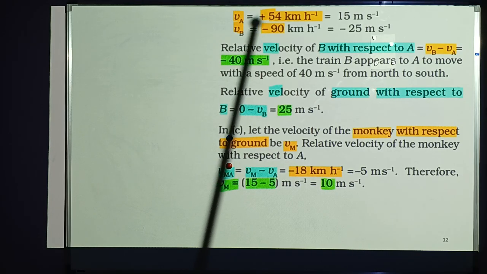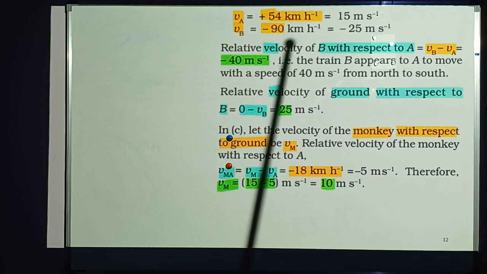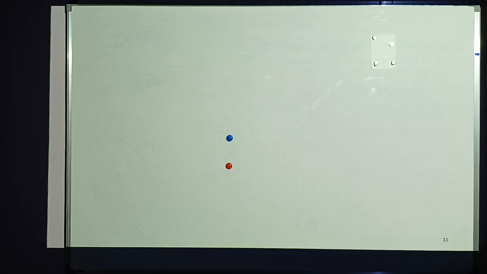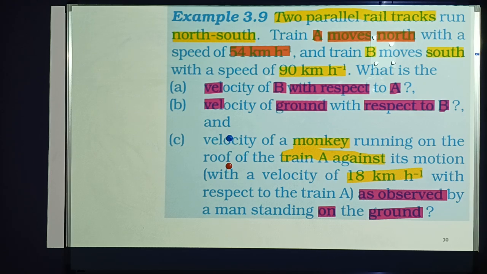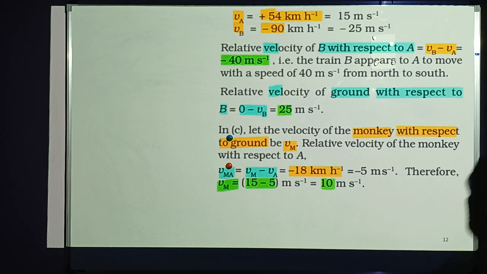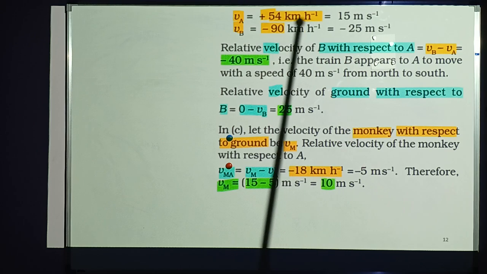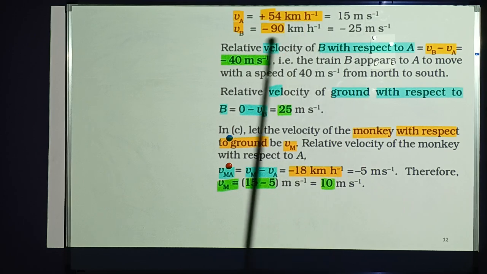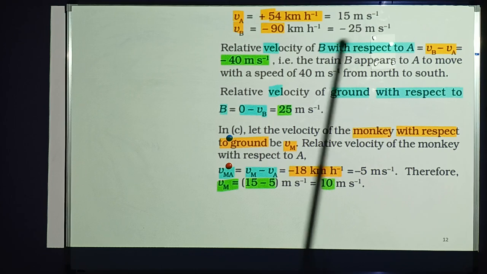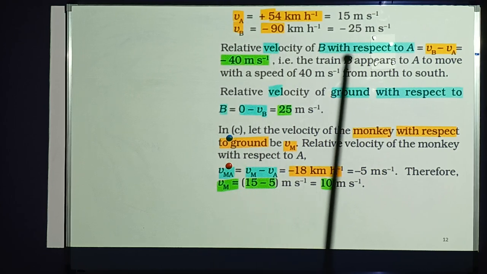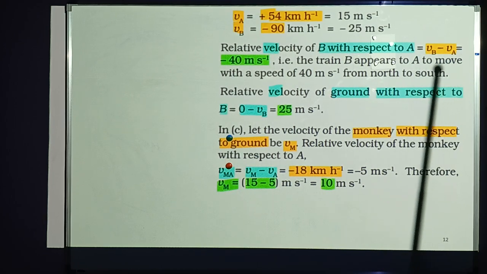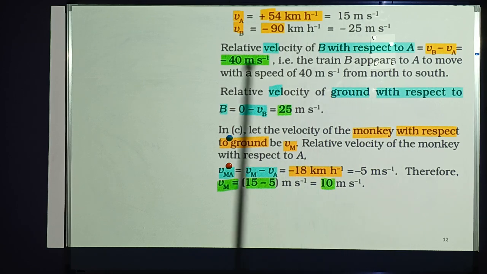Train A is moving north, so north is taken as the positive direction, and velocity of train A is plus 54. B is moving south, so it's minus 90. To do the conversion, you multiply by 1000 divided by 3600, so it becomes 15. Velocity of train B is minus 25, towards south. Relative velocity of train B with respect to A is by definition VB minus VA. So VB is minus 25 minus 15, which is minus 40.